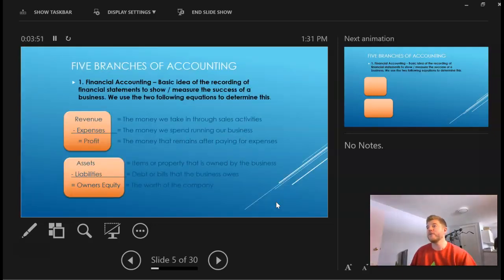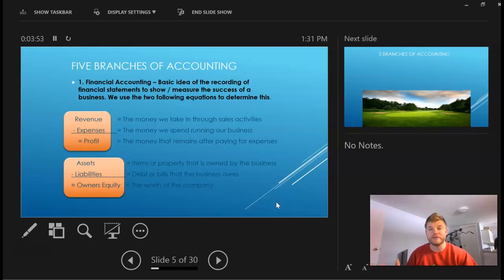So as a little bit of a review, there are 5 branches of accounting out there. We're only really going to deal with 2 of them. So financial accounting. So this is kind of where we are. This is the basic idea of recording financial statements to show and measure the success of a business.